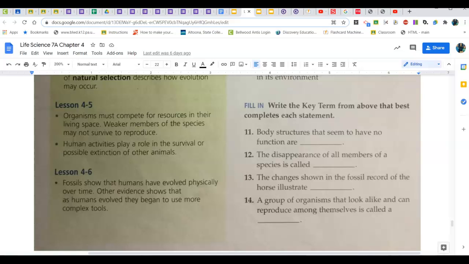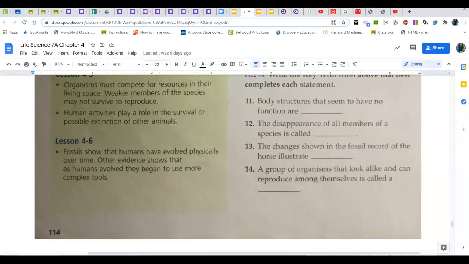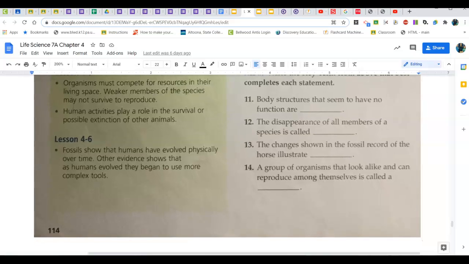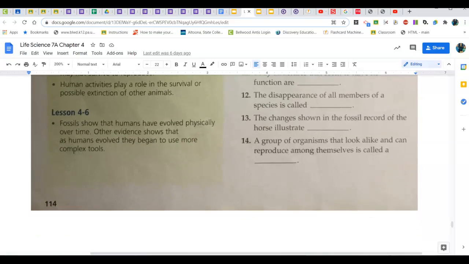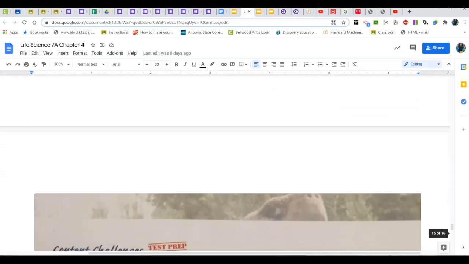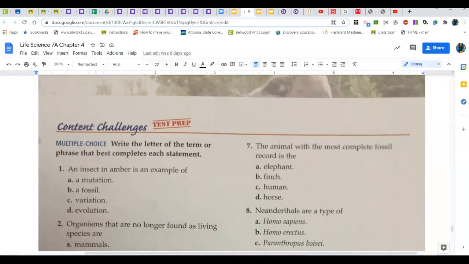The disappearance of all members of a species is extinction. The changes shown in the fossil record of the horse illustrate evolution. So we use that Eohippus, little tiny horse size of a dog, had lots of toes that spread out to the modern day Equus horse that we have today. A group of organisms that look alike and can reproduce among themselves is a species. We are the human species, Homo sapien.